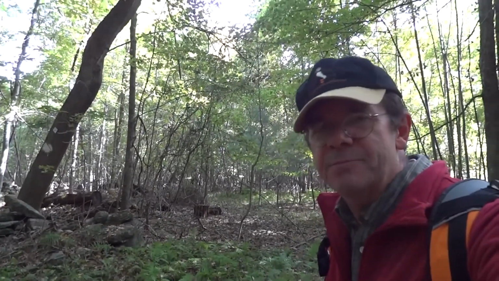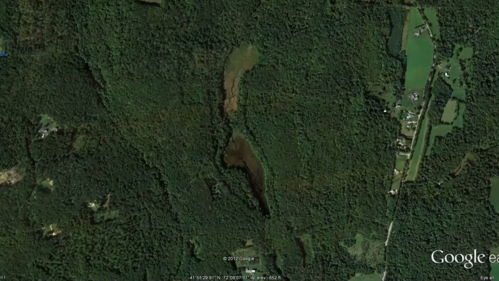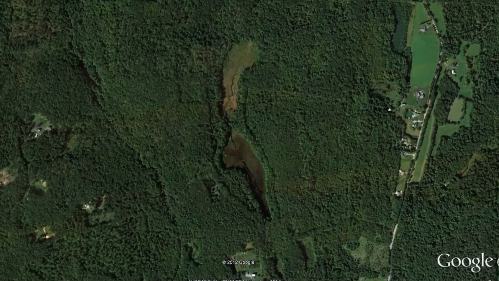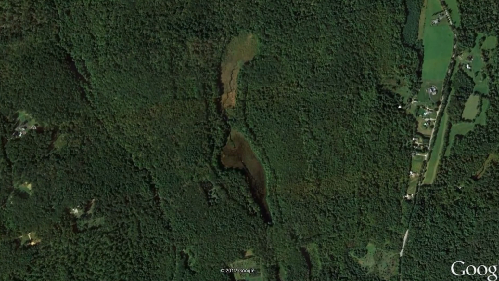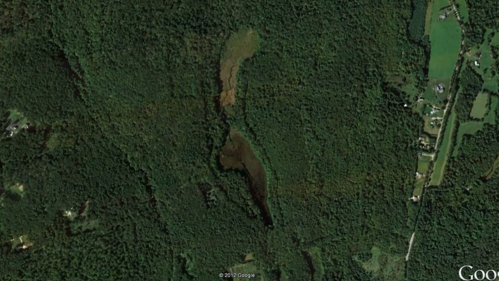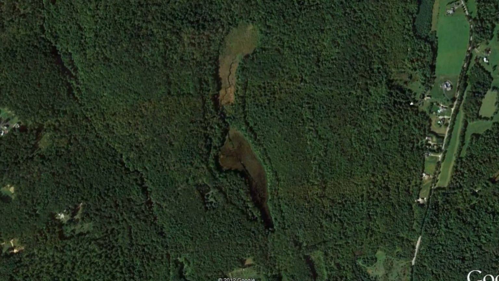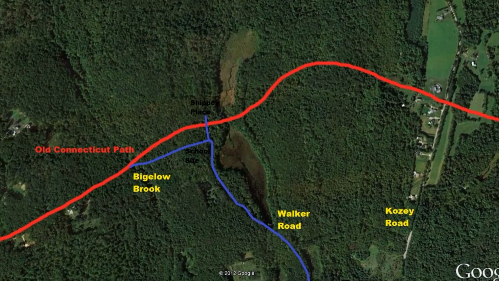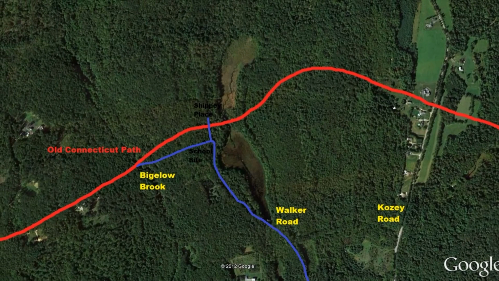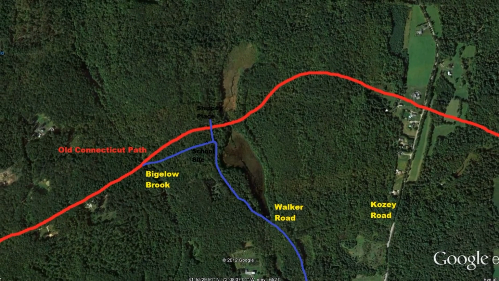But to get a perspective on it, I will show you a picture and give you some idea of what's out there. Looking from above, we can look down and see the two ponds: one is the beaver pond to the south and a small beaver pond to the north. And right between them there's a narrow strip of land over which the Old Connecticut Path crossed.